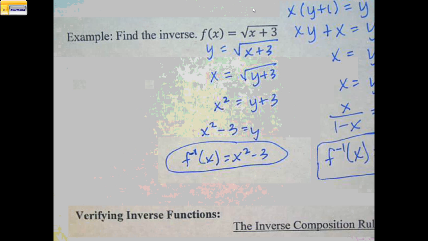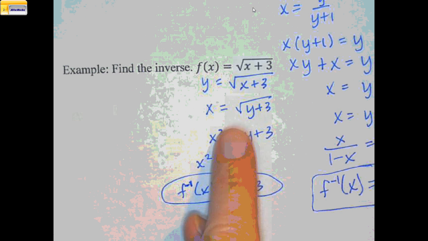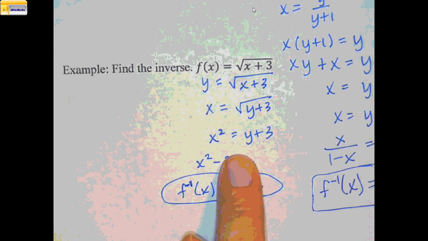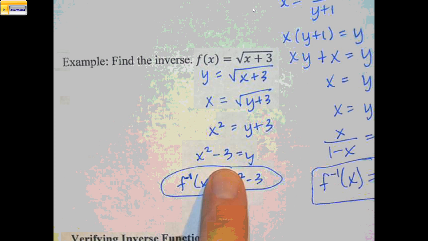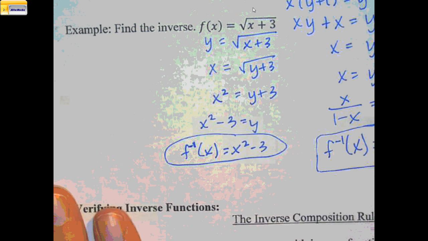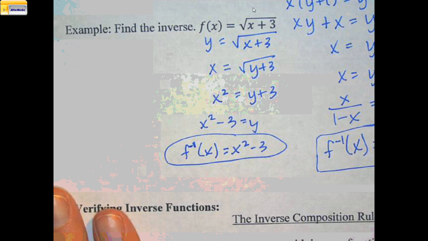How'd everybody do? Once you replace it with a y, square both sides to get rid of the, or I'm sorry, you swap the x and the y first. Square both sides to get rid of that radical. Subtract 3 from both sides, replace the y with the function notation for inverse. Questions? Awesome. Next thing, and then we're done.